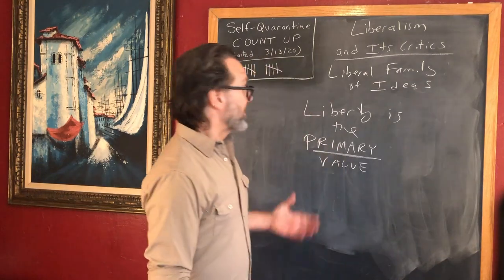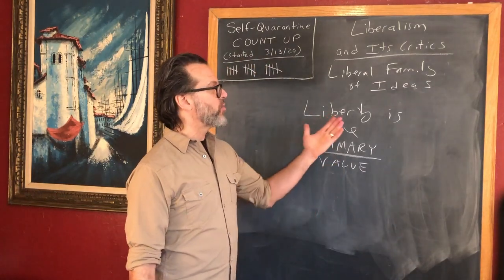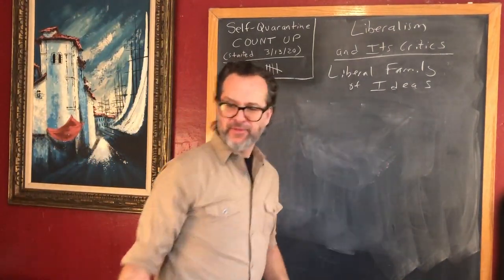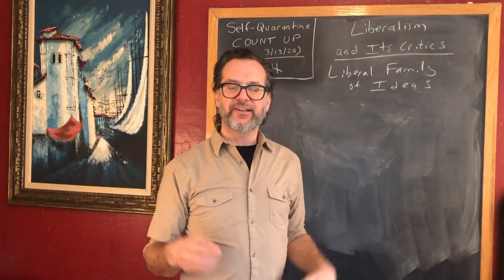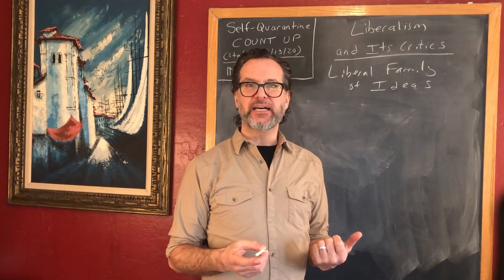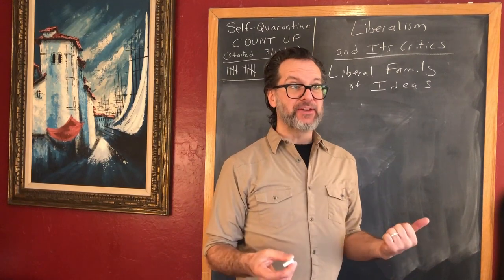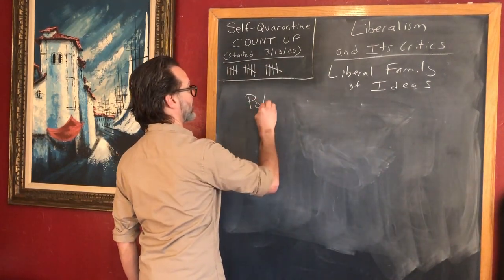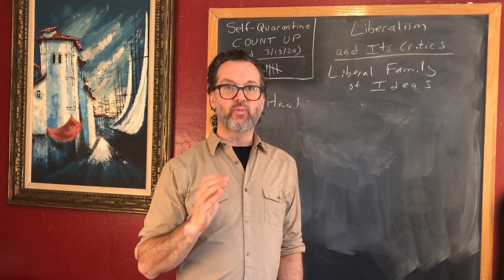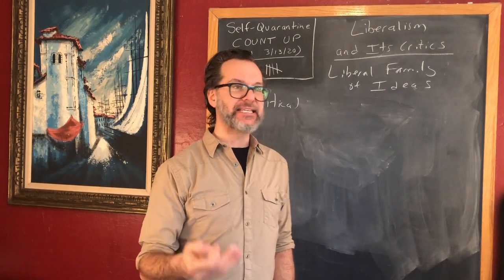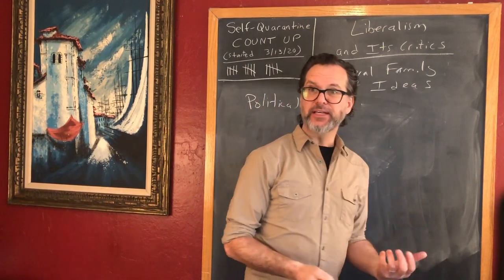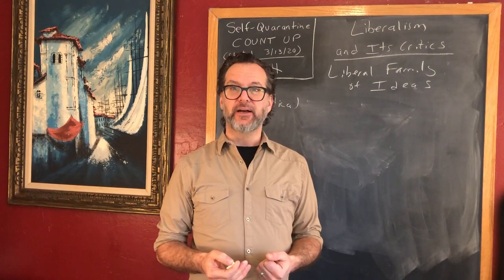All right. Liberalism is about liberty being the primary value. What is the liberal family of ideas? The liberal family of ideas is a set of concepts about how liberty should play out in various domains in the world. And what are those domains? Well, the domains are the political domain, and we're going to look first in the class at political liberalism. What does it mean to take the idea of liberty and manifest it in a political system? And that is, in fact, historically, the first place that the notion of liberty landed.